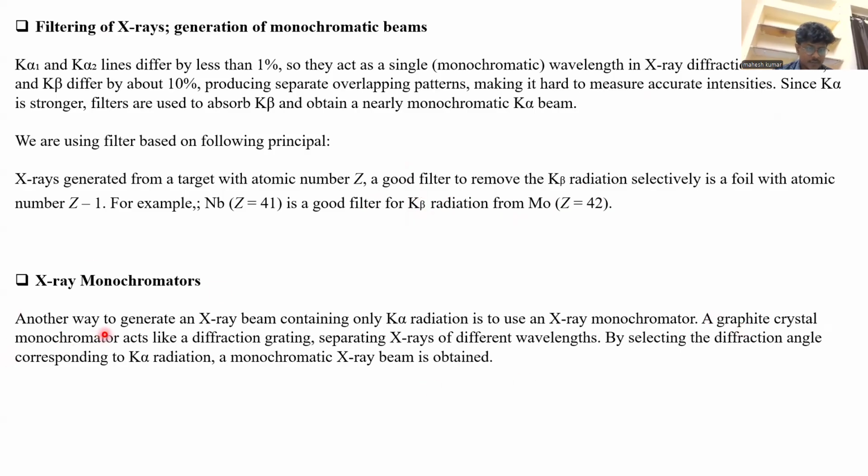Another way to generate an X-ray beam containing only K-alpha radiation is to use a monochromator. Here we use a diffraction grating by selecting the diffraction angle corresponding to K-alpha radiation. A monochromatic X-ray beam is obtained.